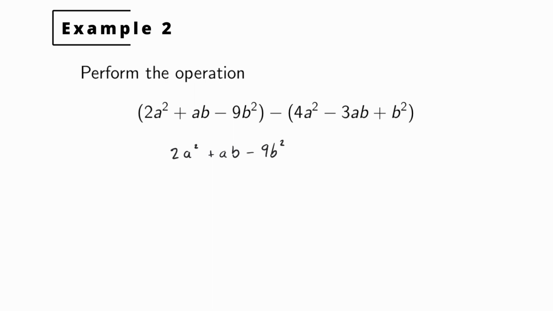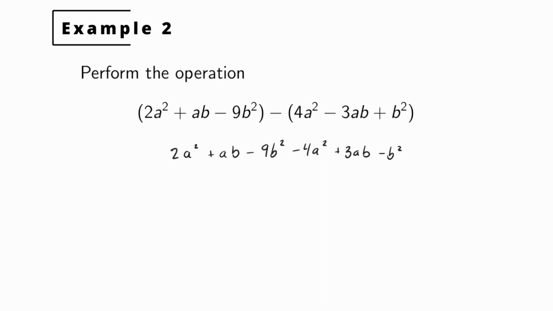Now for this second polynomial though, we're subtracting. So what that means is we're going to apply the negative sign to each term. When we remove the parentheses, we multiply each term in here by negative 1. So 4a squared times negative 1 gives us negative 4a squared. Then we have negative 3ab times negative 1 gives us positive 3ab. And then negative times b squared gives us negative b squared.